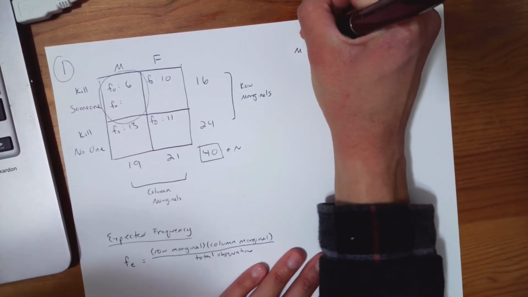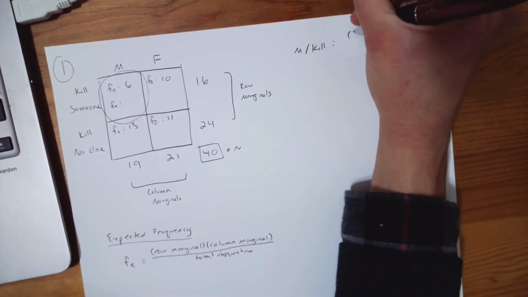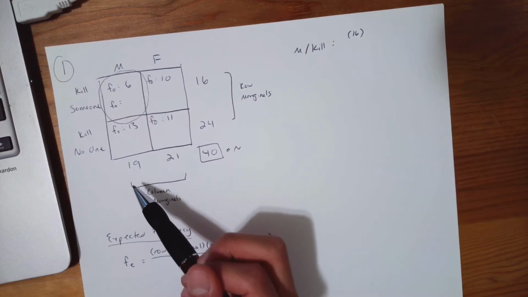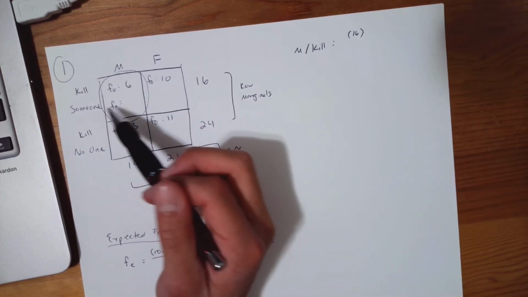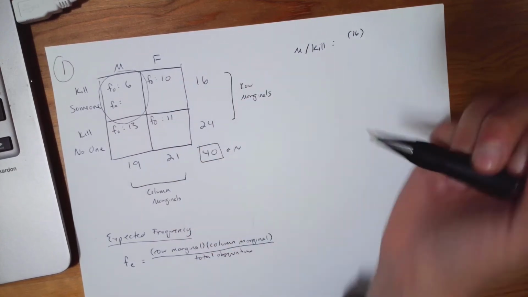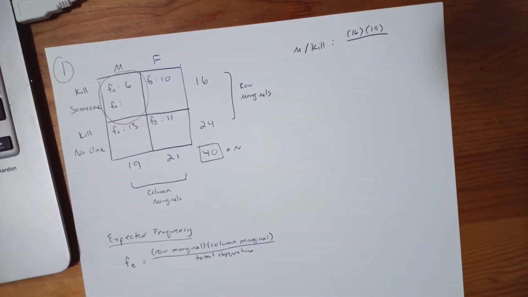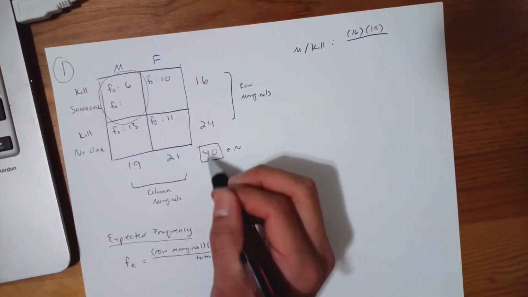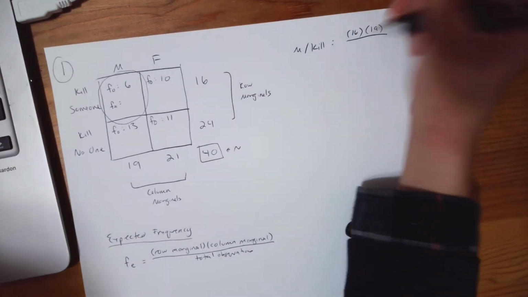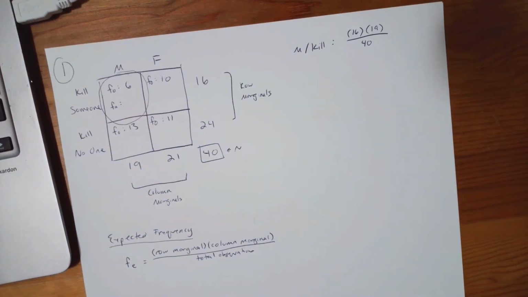So this is for male and kill. Our row marginal is 16. We also want to find the column marginal for the particular cell that we're looking at. Here we're in our male and kill cell. The column marginal is 19. So we're just going down to the bottom of this column to find our column marginal. Then we're dividing by the total number of observations, which we find here. This is the total number of people who answered both the kill question and the gender question. So that gives us our equation.